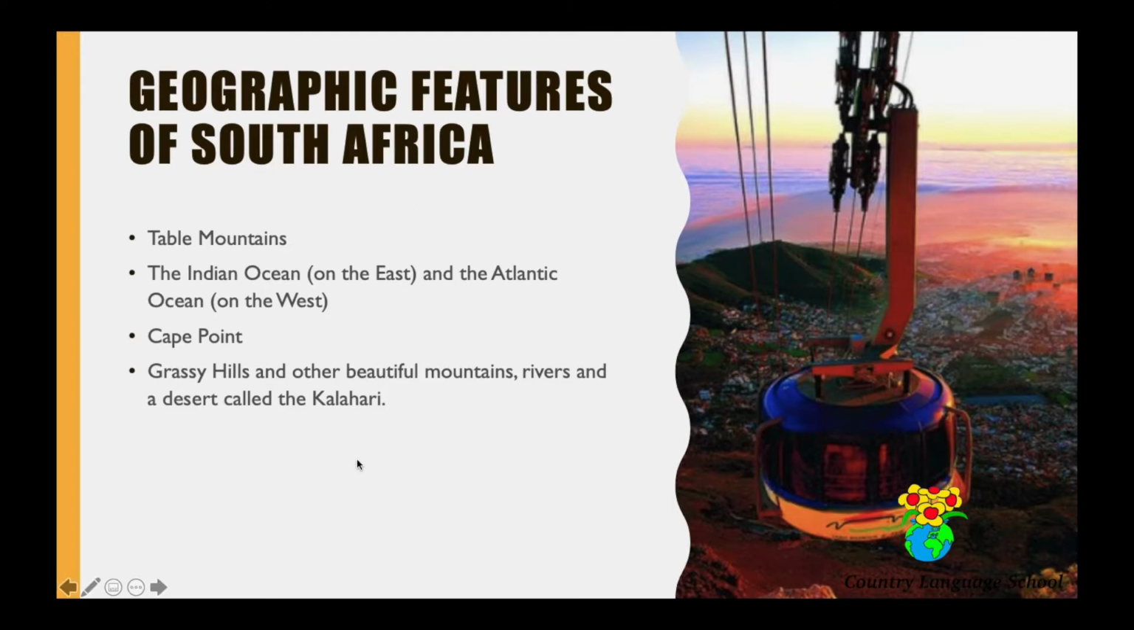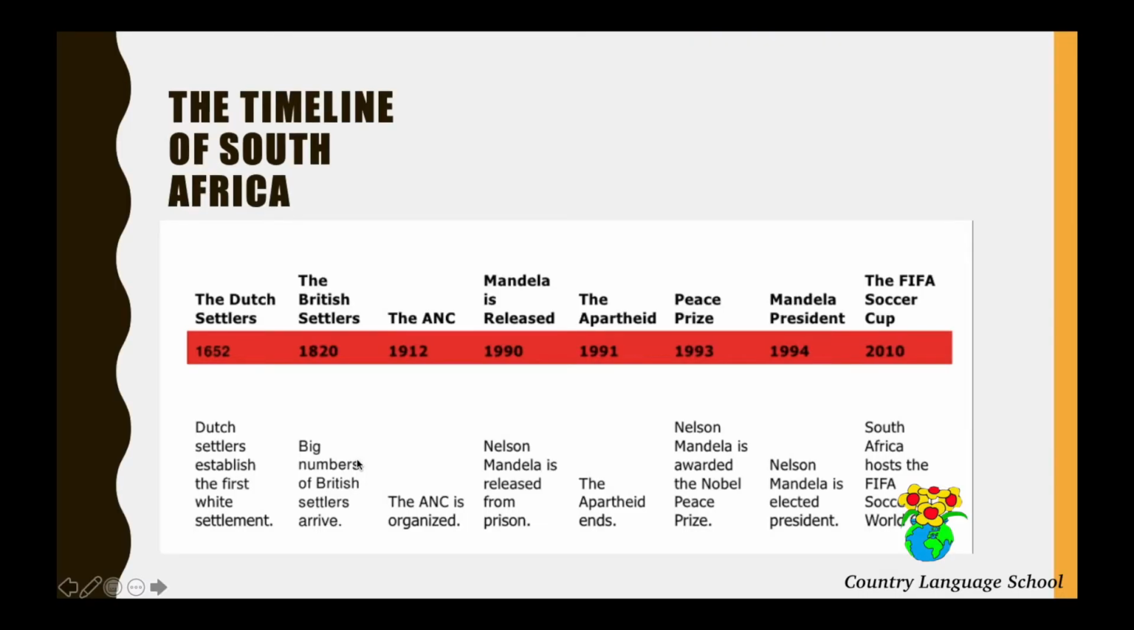Okay, now let's move on to the next part, which is the history. As you can see, all this shows us the history and the times of when exactly what happened. The Dutch settlers arrived in 1652 and established their first white settlement here. Then the British settlers came in 1820. Big numbers of British settlers arrived.